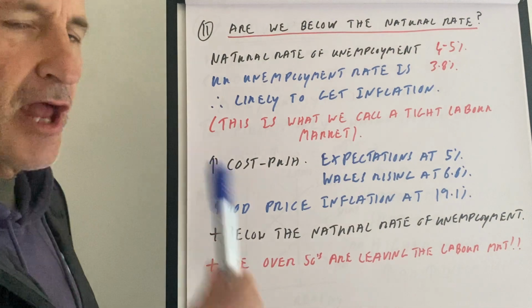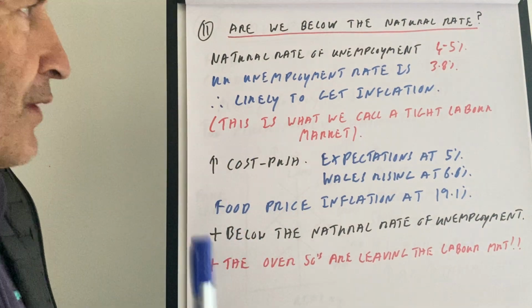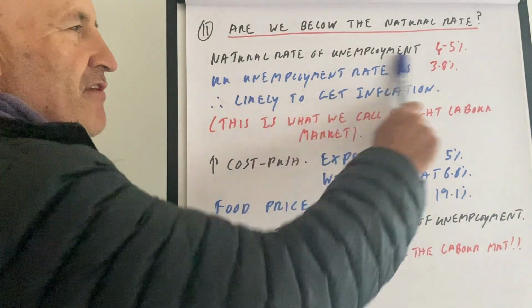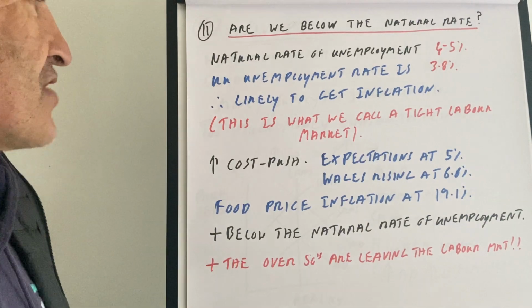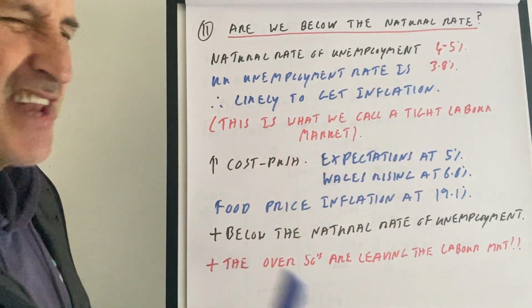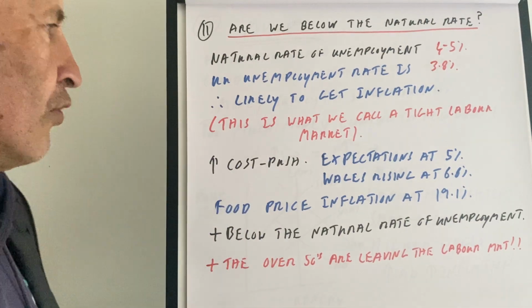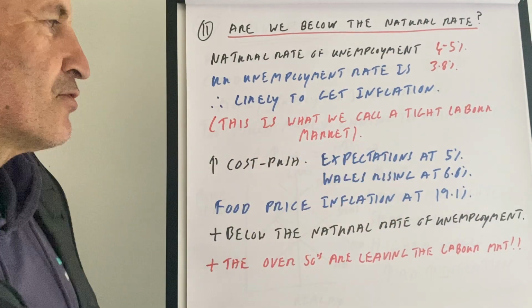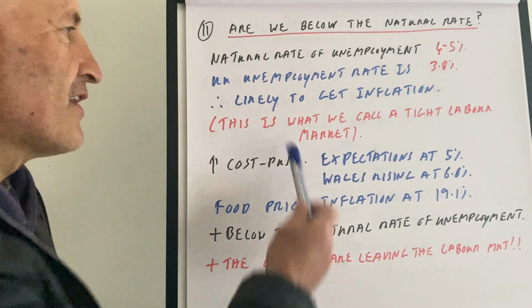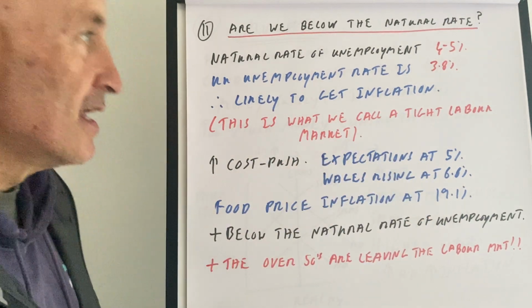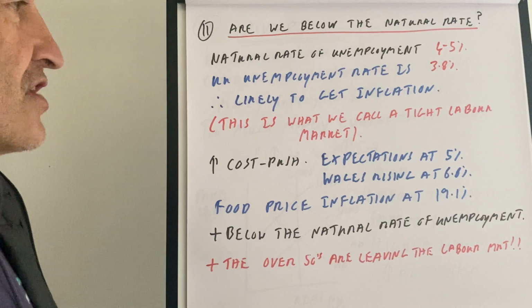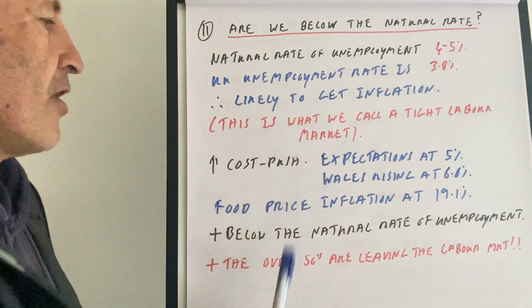Next up, are we below the natural rate of unemployment right now in the UK? Remember, the natural rate of unemployment we think is between 4 and 5%. The UK unemployment rate right now is 3.8%. So we're probably below that level. So therefore, we're more likely to get wage push inflation. Remember, wage push inflation right now is running at 6.6%. This adds to inflationary expectations. This is what we call a tight labour market.